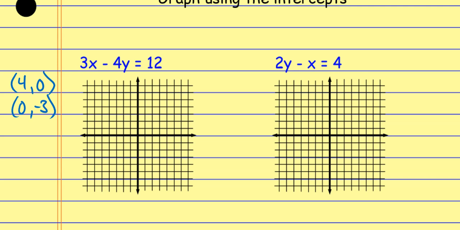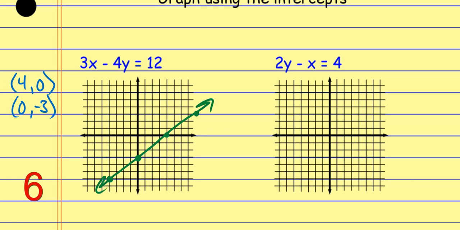So now I plot each of these. 4, 0 is right here. 0, -3 is down here. And now I could continue to plot points. Look at this, rise over run. To get from one point to the next, I would go up 3 and over 4. So I could continue to go up 3 and over 4 and get another point. Or I could go the other way. I could go down 3, back 4. And so down here, down 3, back 4. So I can continue to plot points even after those initial 2 to make this line a little bit easier to graph.